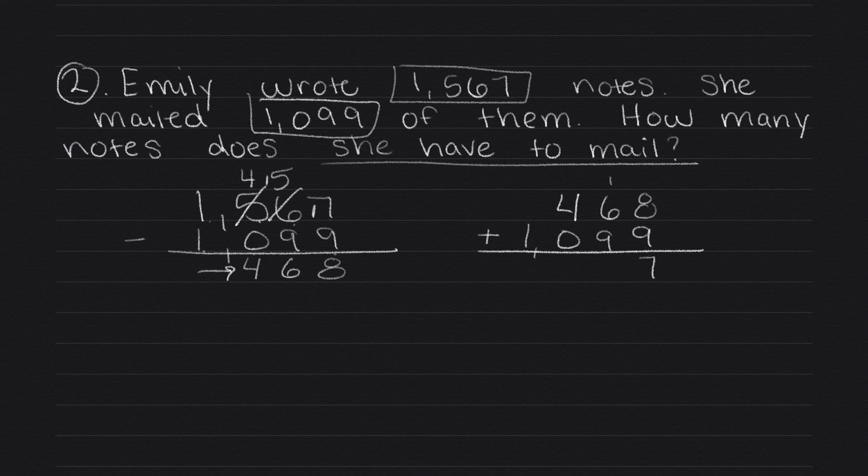9 plus 6 is 15, plus 1 is 16, carry the 1. 4 plus 1 is 5, 1 plus nothing is 1. So I have my original number of 1,567, proving my original subtraction was correct.